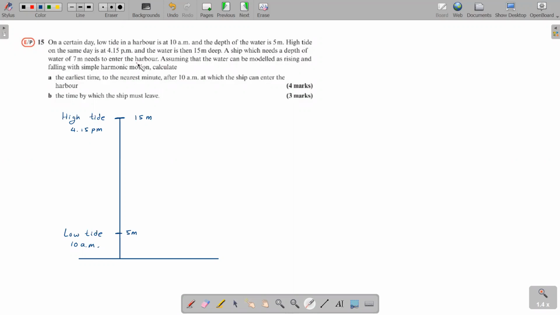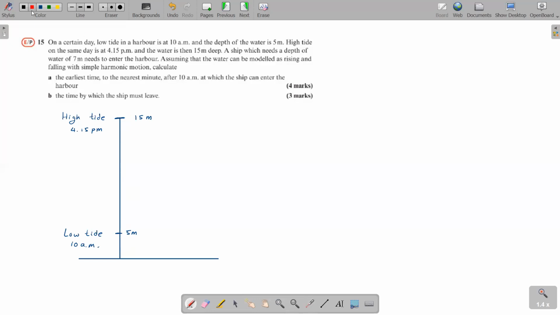Okay, so if the water is rising and falling with SHM, do you see how the water levels rise and fall? The water level doesn't go down to 0, right? It oscillates between where and where? It oscillates between 5 meters and 15. It oscillates between high tide and low tide. Do you get it?